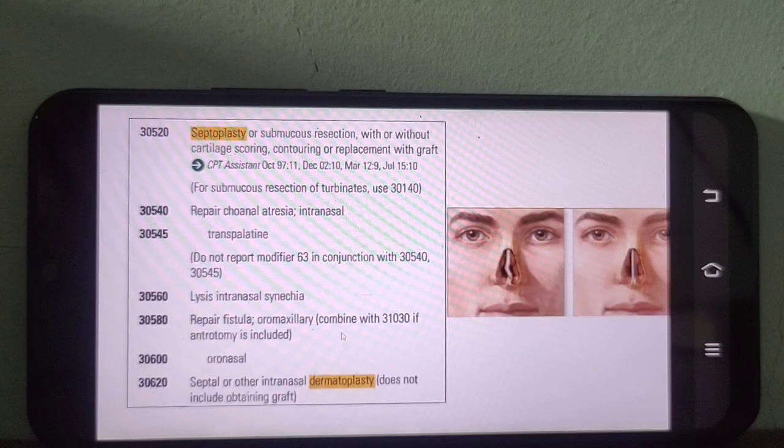Don't worry. Now, in this, it is combined with 31030: if antrotomy is performed, it is inclusive. That means the repair of fistula procedure combined with 31030, antrotomy is inclusive. That is the meaning. Did you understand now? Yes, ma'am.